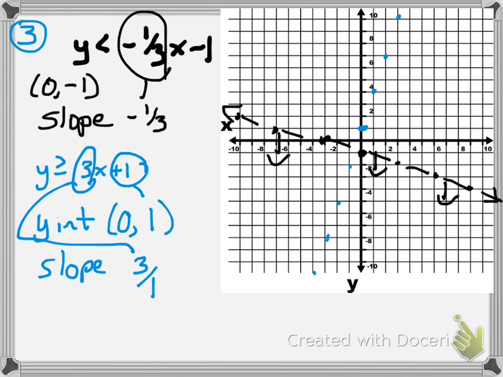Is this line going to be solid or dashed? Solid, because it has an equal to. Y is greater than, is that above or below the line? It's above. If you have trouble determining if it's above or below, choose the y-intercept. Which way would be above? Is it going to the upper left or the lower right? Looking here, that's above, so it's going this way.